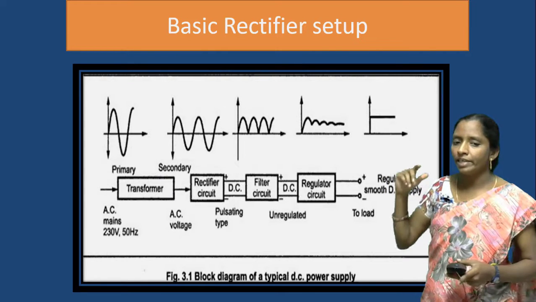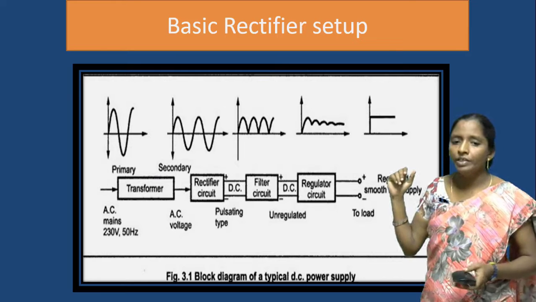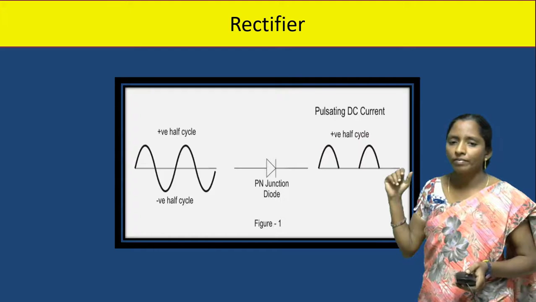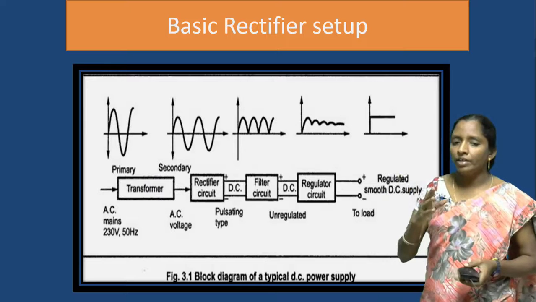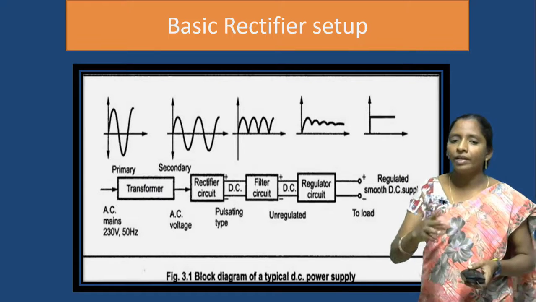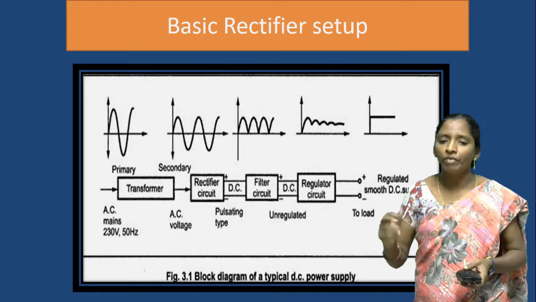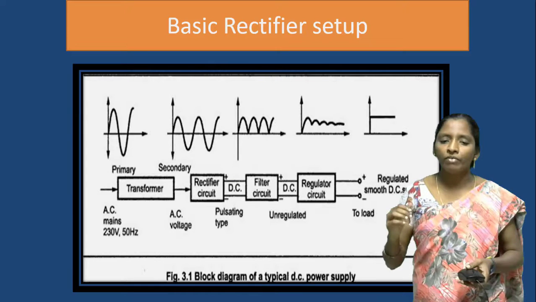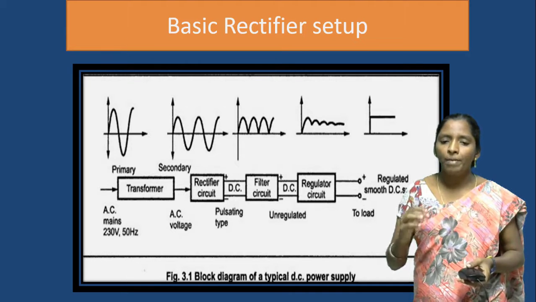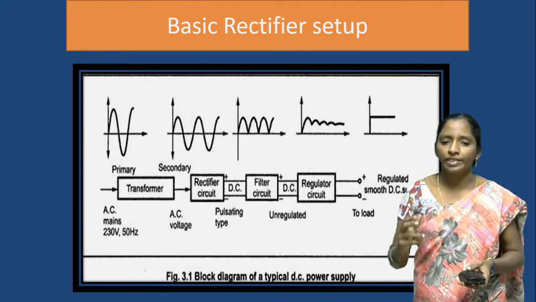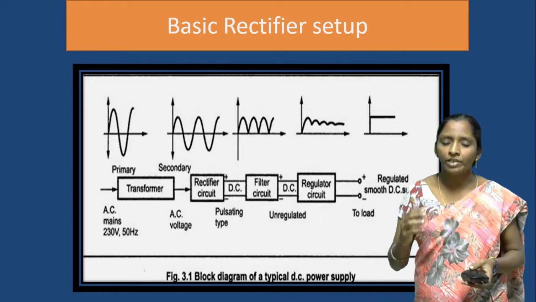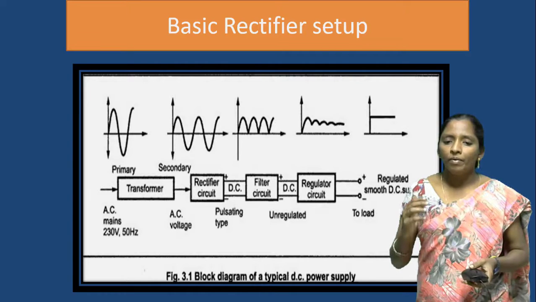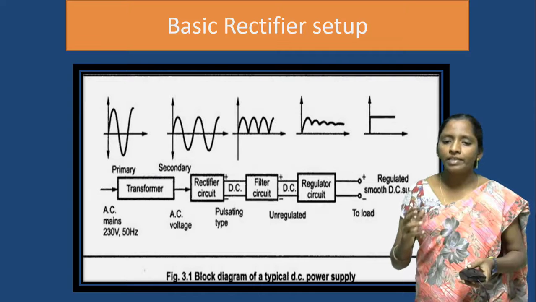These are the output waveforms of the rectifiers. This is the AC, this one is the AC output, and after the rectifier, this is the waveform, and this rectifier output is given to the filter circuit. The function of the filter is that it removes the ripples, or converts pulsating DC into pure DC. In the filter circuit we are using inductors and capacitors as the components, and the output of the filter circuit is given to the regulator circuit.